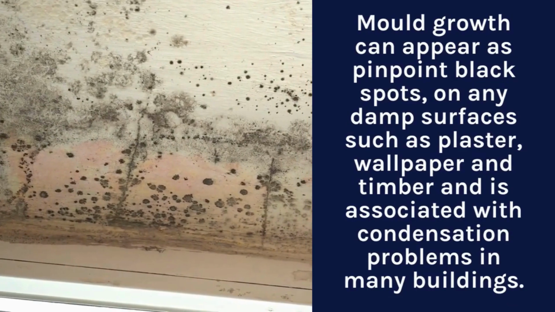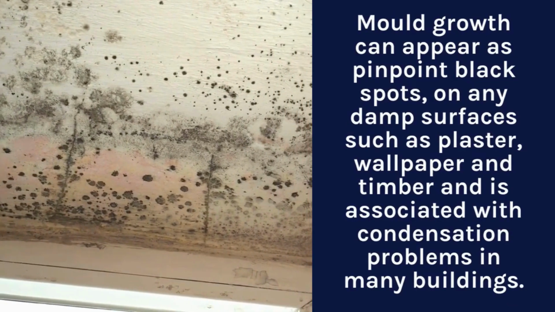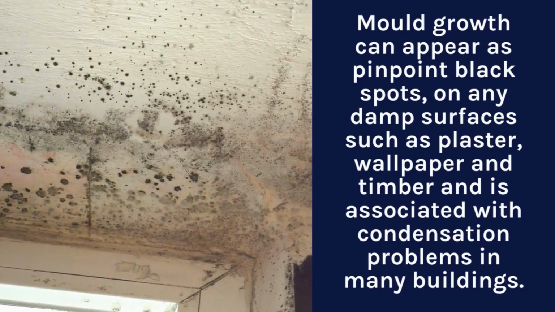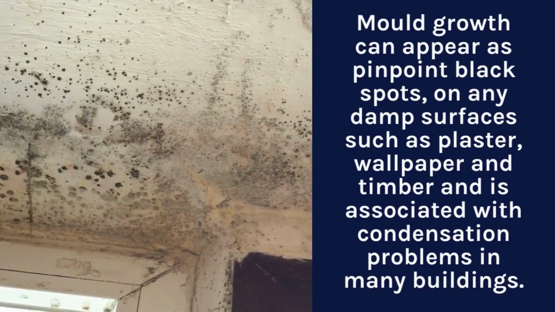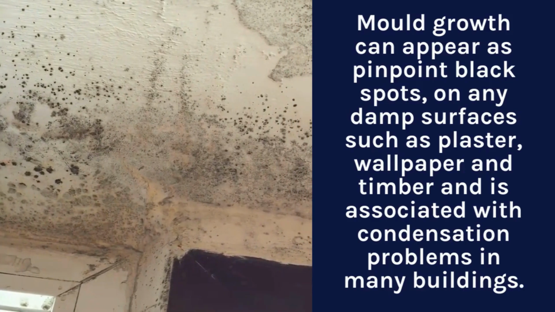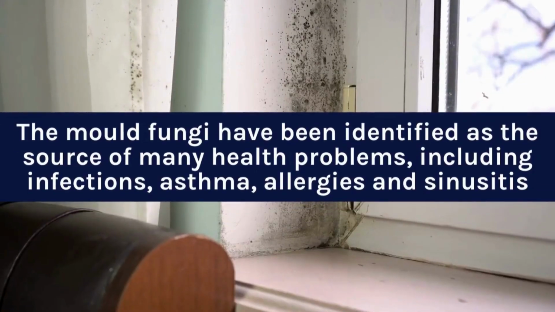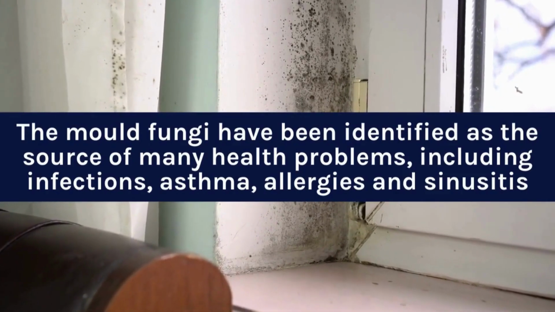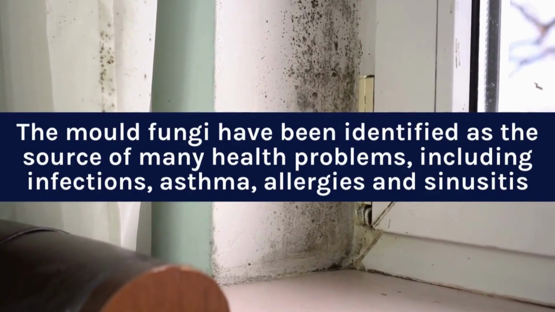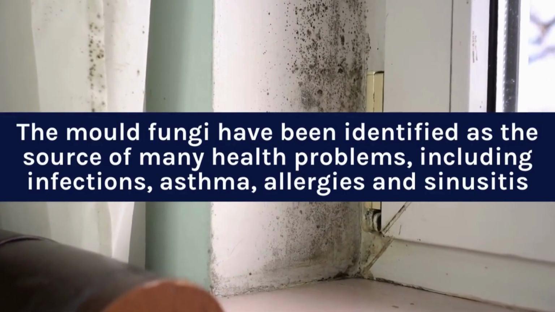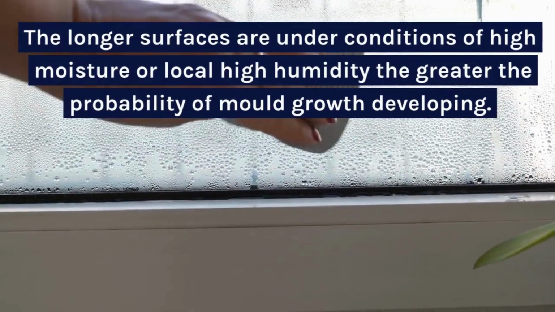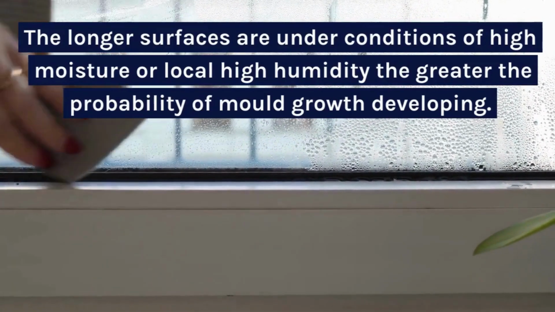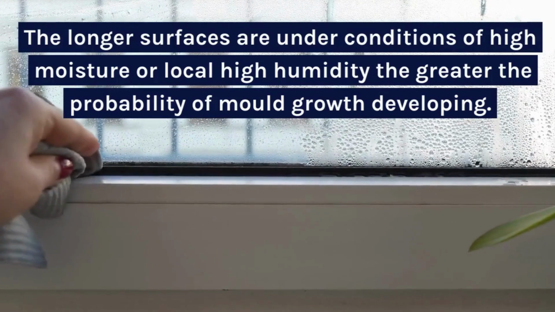Mold growth can appear as pinpoint black spots on any damp surfaces such as plaster, wallpaper, and timber, and is associated with condensation problems in many buildings. The mold fungi have been identified as the source of many health problems, including infections, asthma, allergies, and sinusitis. The longer surfaces are under conditions of high moisture or local high humidity, the greater the probability of mold growth developing.